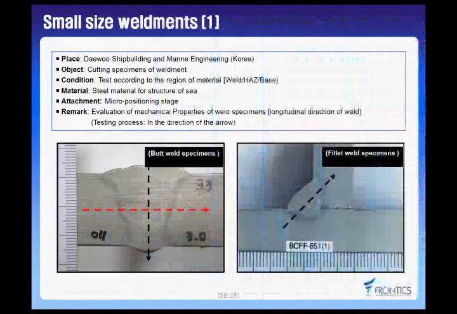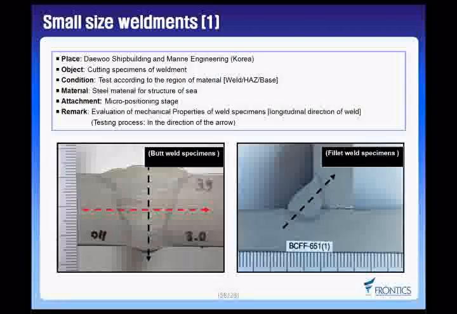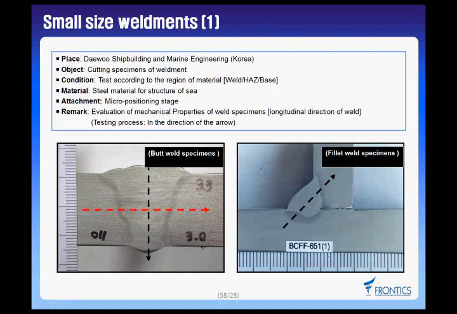IIT is also useful for testing small samples as well. For example, using IIT, we tested cutting specimens of weldment and fillet samples. As shown in these figures, the size of these specimens is very small, about 2 to 4 centimeters. These sizes are insufficient for using standard methods like the tensile test or the CTOD test. The indentation test was performed along the direction of the arrow.